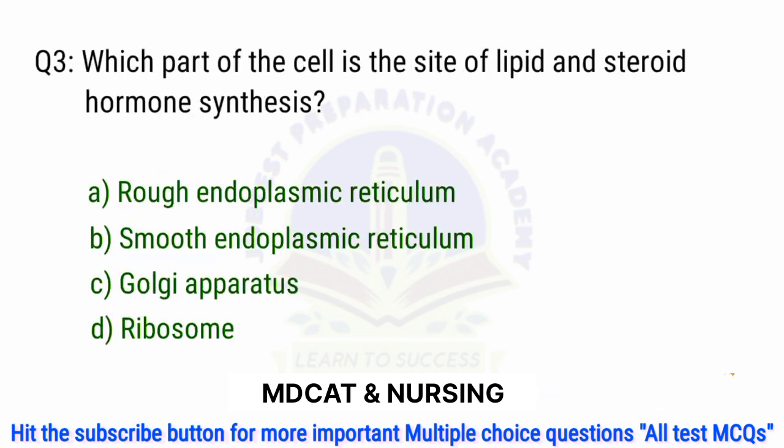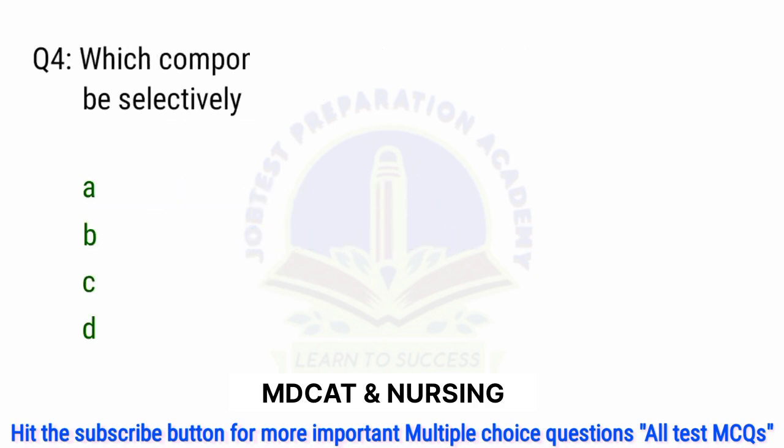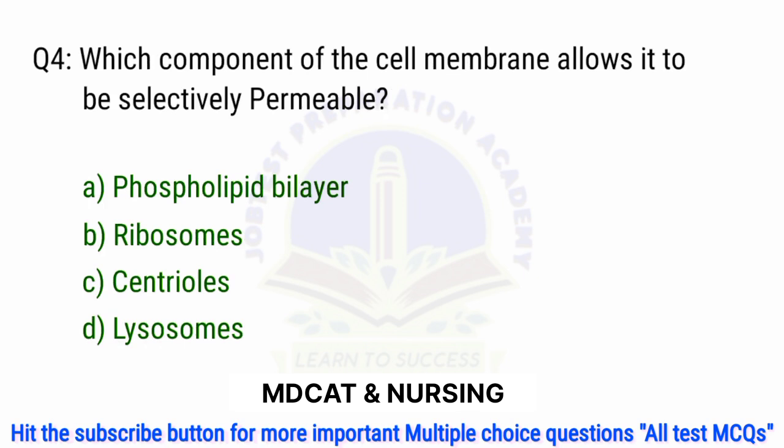Question number 3. Which part of the cell is the site of lipid and steroid hormone synthesis? The right answer is option B, smooth endoplasmic reticulum. Question number 4. Which component of the cell membrane allows it to be selectively permeable? The right answer is option A, phospholipid bilayer.